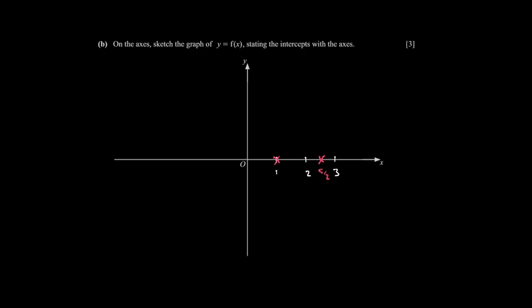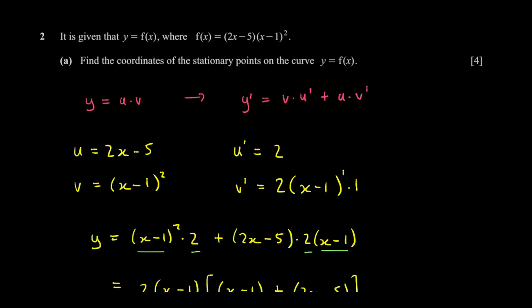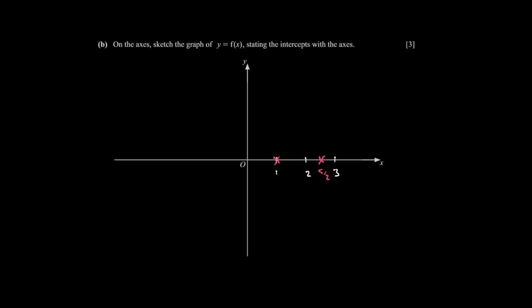We also want to get the y-intercept, right? How do we get the y-intercept? It's when x is equal to 0. So if x is 0, this becomes -5, and this becomes -1 squared. So -1 squared is 1, times by -5 is -5, right? So we're going to have an intercept here, let's say. I'll make this a bit shorter. 1, 2, 3, 4, 5. So that's -5, so it goes there.